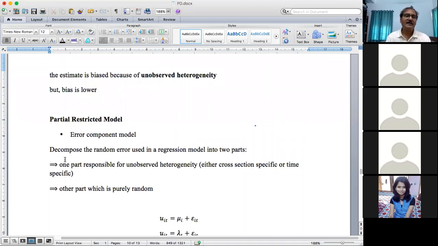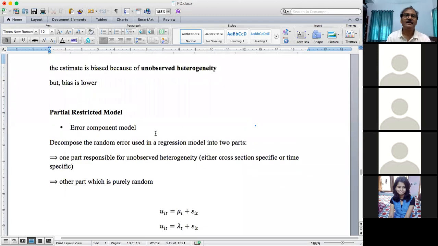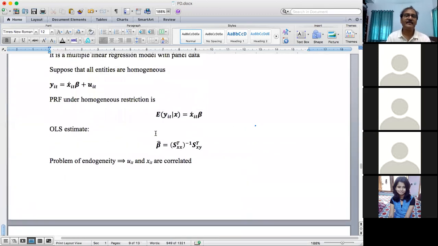So we are decomposing the random error. Out of the whole part of the random disturbance, suppose some part is purely random and we have nothing to do with it, but some part may be random or may not be random, but unobserved. And as they are unobserved, we are putting them in the random component U.